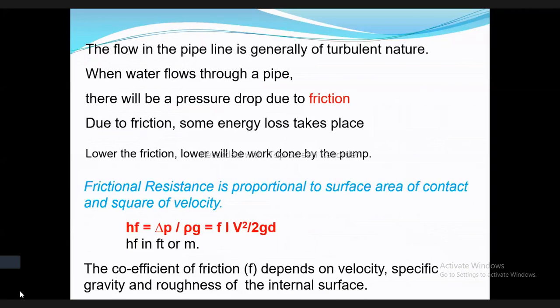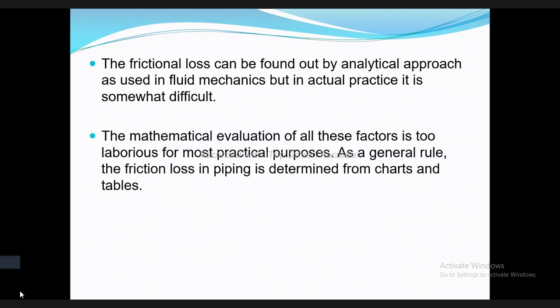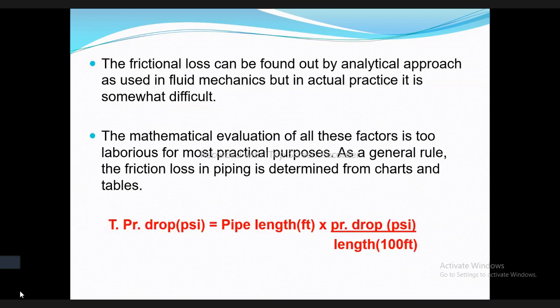Friction resistance is proportional to surface area of contact and square of velocity. The next line is: the frictional losses can be found by an analytical approach as used in fluid mechanics, but in actual practice it is somewhat difficult. The mathematical evaluation of all these factors is too laborious, and for most practical purposes, as a general rule, the friction losses in pipe are determined from the charts and tables. So that is given by what? Total pressure drop in PSI is equal to pipe length multiplied by pressure drop in PSI divided by length.